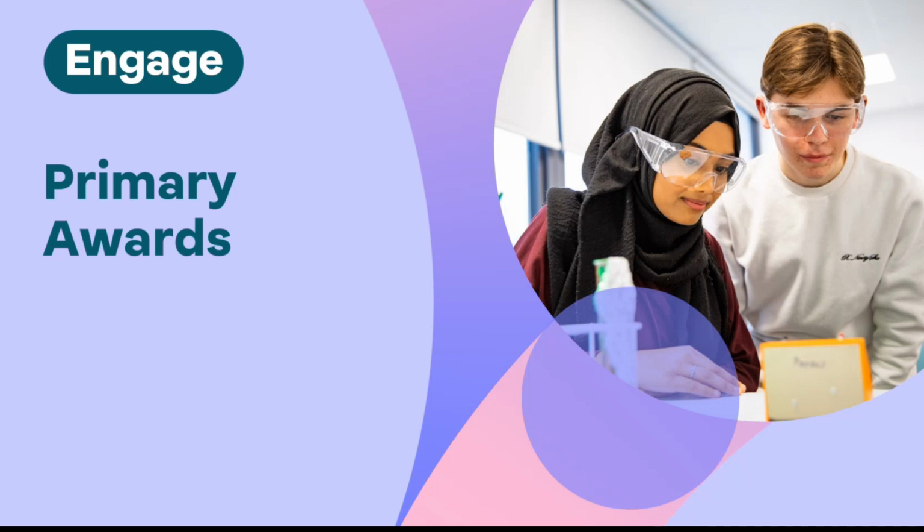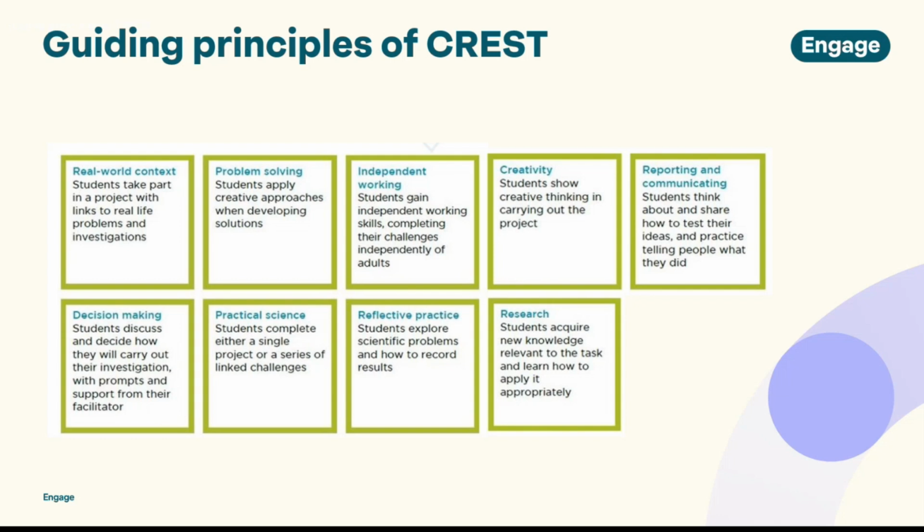Okay, so firstly, what are the primary awards? There are a range of different awards for different ages, from year 3 all the way through to A-level students, and all of the awards follow these guiding principles. The pupils should be thinking about doing science in a real world context, so what they're doing, they should be able to relate to the world around them. There will be a lot of problem solving happening. They will be working independently.